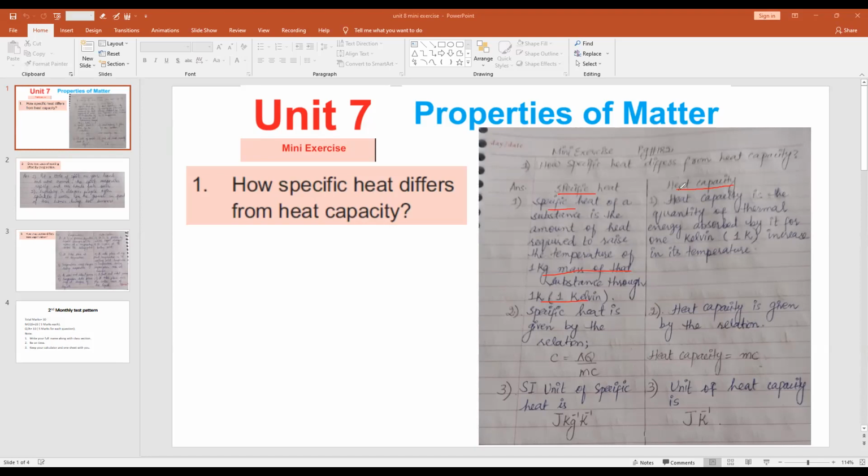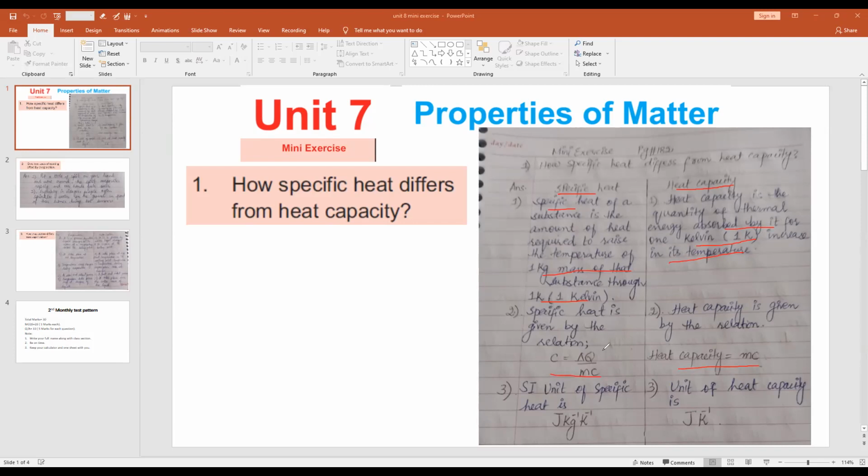Then you have to write the definition for heat capacity as well. Heat capacity is the quantity of thermal energy absorbed by it for a 1 Kelvin increase in its temperature. Then in the second point, you have to write the formula for each quantity. For specific heat, the relation is given by C equals delta Q by m delta T, and for heat capacity, it is equals to mC. The third point is the unit of specific heat, that is joule per kg per Kelvin.